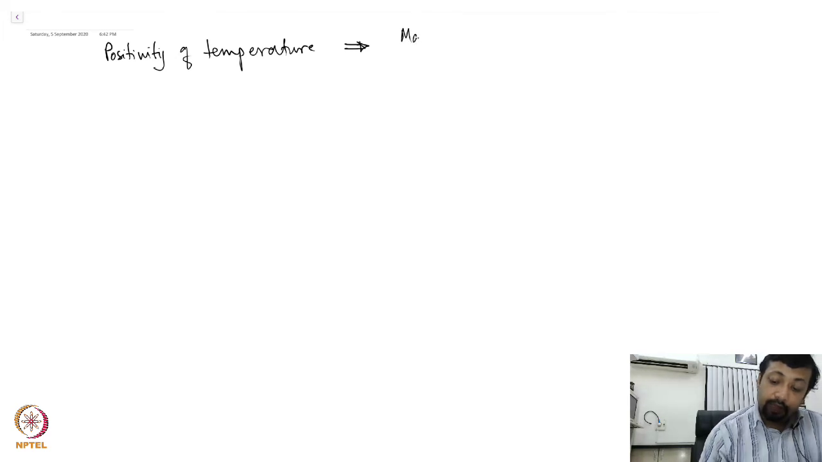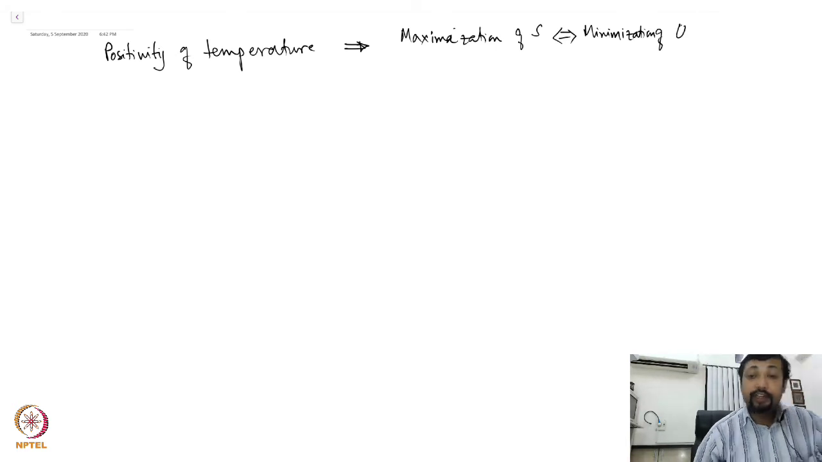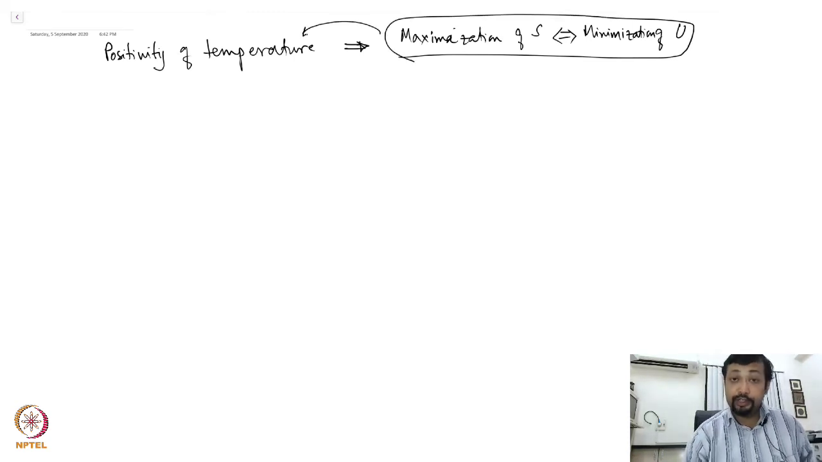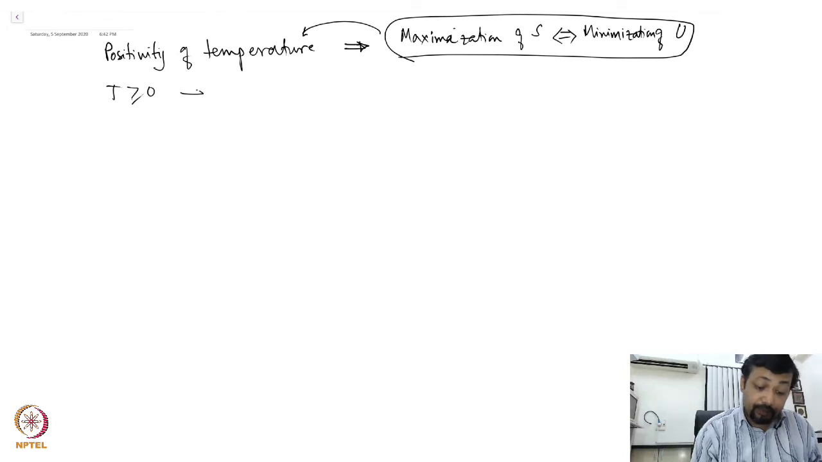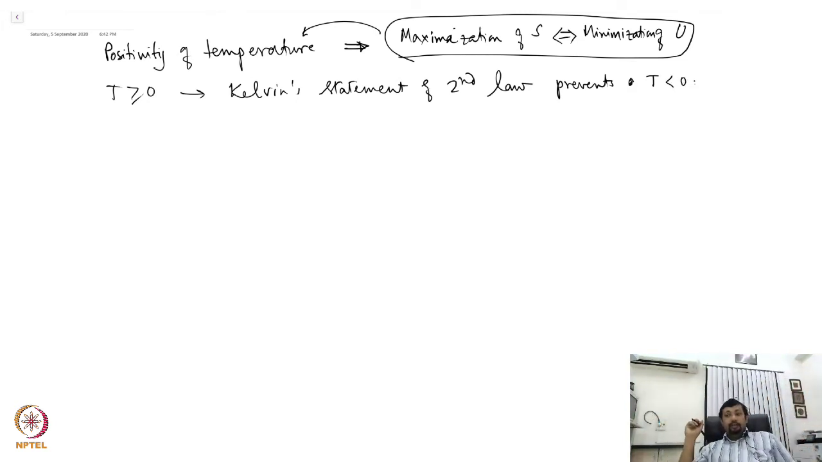implies maximization of S and minimization of U are identical, the same thing that you are doing, right? This holds because your temperature is positive. Your temperature is positive because Kelvin's statement of second law prevents a negative temperature, right? So everything is kind of falling in place.